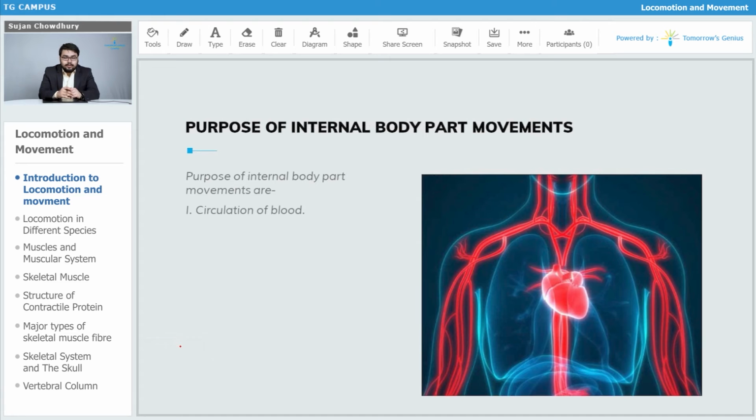In this part, we will begin from understanding the purpose of internal body part movements. The internal body parts move in a synchronized manner as per the different requirements of our body. The first and most important purpose for internal body part movement is circulation of blood.